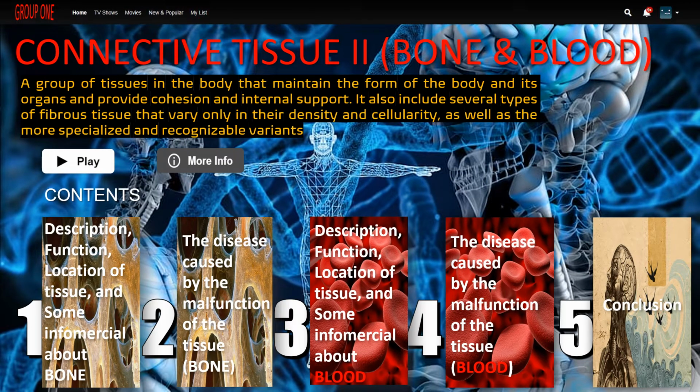In this video, we are going to present about connective tissue. Connective tissue is basically a group of tissues in the body that maintain the form of the body and its organs and also provide cohesion and internal support. It also includes several types of fibrous tissue that vary only in their density and cellularity, as well as the more specialized and recognizable variants. The contents of this video are description and disease for bones, description and disease for blood, and also conclusion.